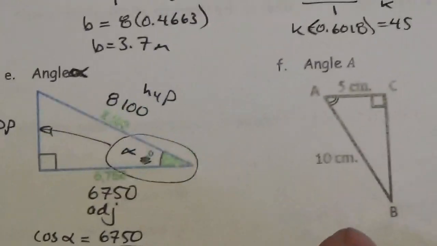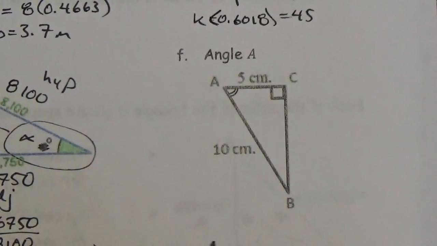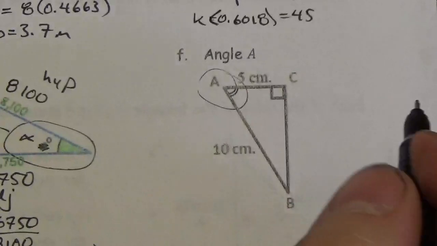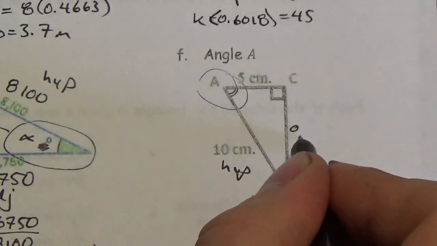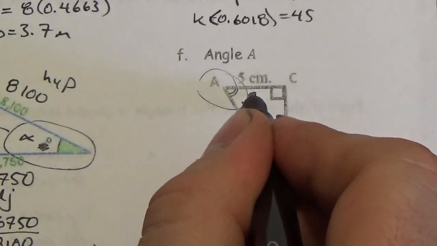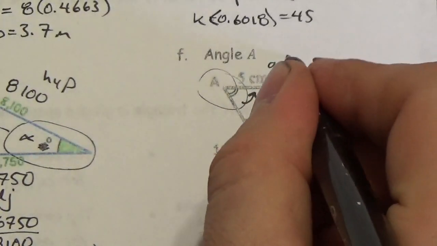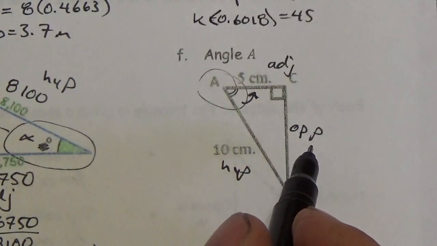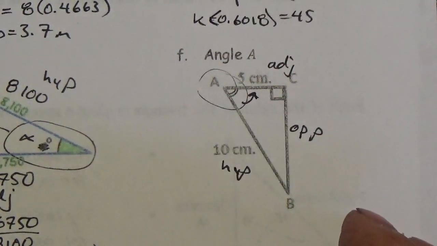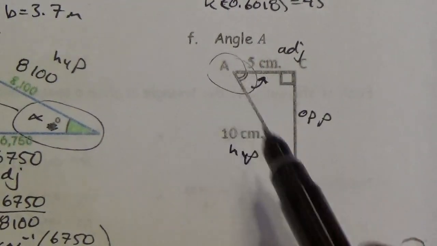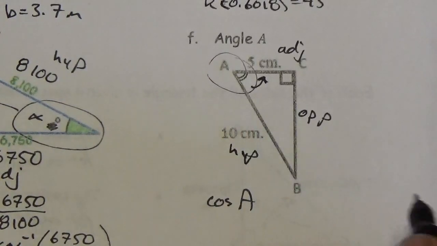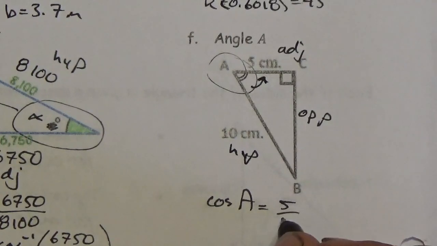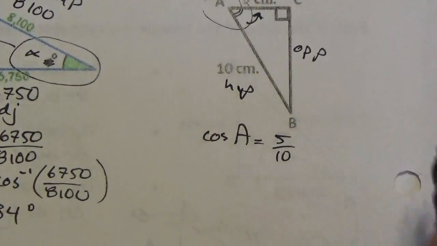Okay, let's do one more. So I'm looking for angle A, so this is the angle that's important. Remember, the hypotenuse is still the hypotenuse, but that means this is going to be the adjacent. Sorry, this is the opposite. I think I said adjacent when I said that. This is the opposite, this is the adjacent. Okay, and once again, this is going to end up being the cosine, because I have the adjacent and I have the hypotenuse. So this time the cosine of angle A will equal 5 over the hypotenuse 10.